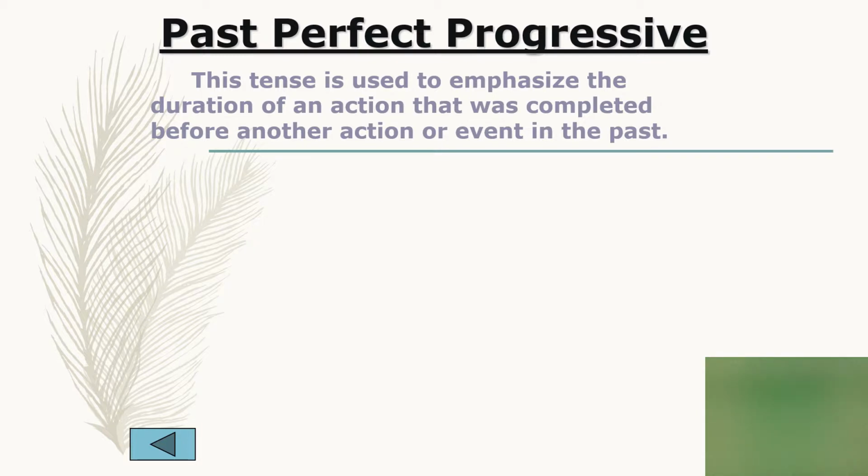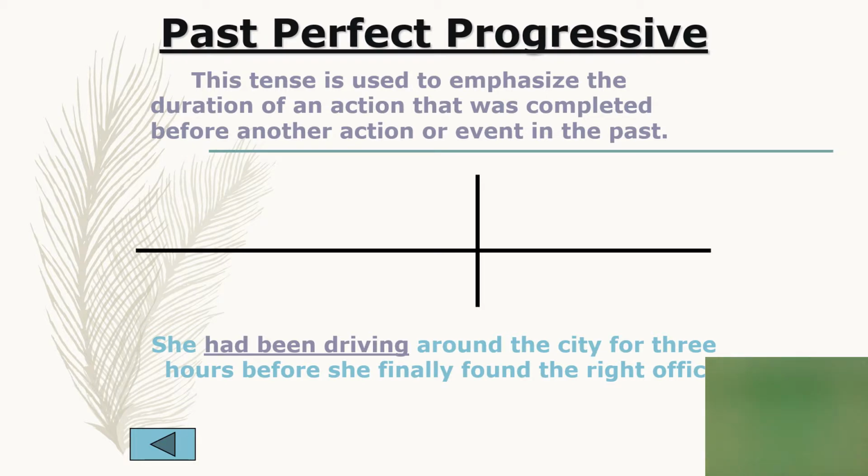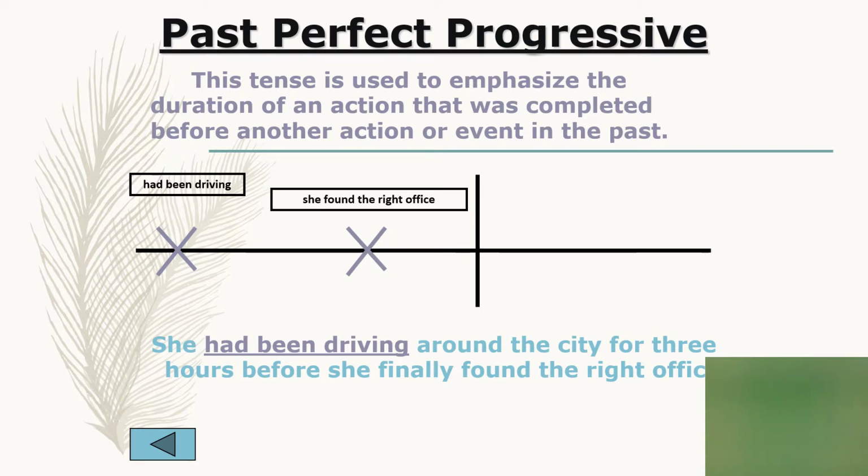Now the past perfect progressive. This tense is used to make an emphasis on what? On the duration of the action. Okay, and we can see that here we have the time which is in the sentence. She had been driving around the city for 3 hours. So the duration here is 3 hours. So we are emphasizing the duration of the action that took place in the past. She had been driving. Had been plus verb plus ing. And after that the verb of course should be in the past. So she found the right office.